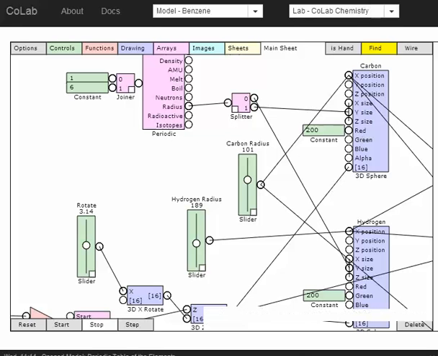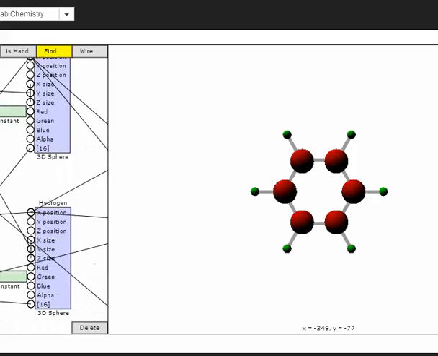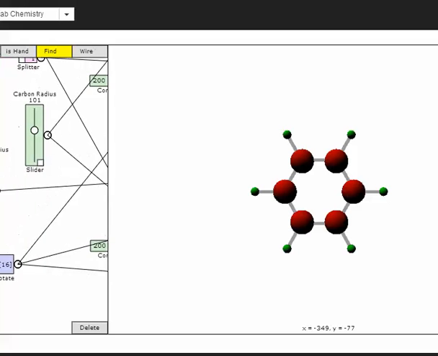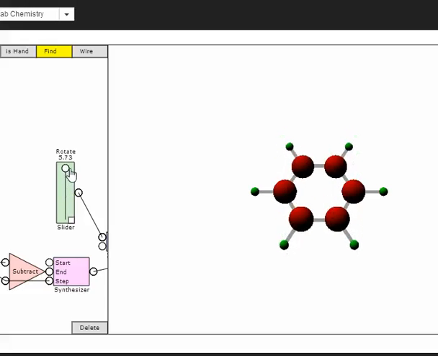So let's take a look at how this looks now. So there's our carbon molecule, and I've set this up so that I can rotate it around a little bit for demonstration. So let me move that over here. So now here's the rotate slider. So if I do that, you can see me rotating it around. I'm rotating it on the x-axis.